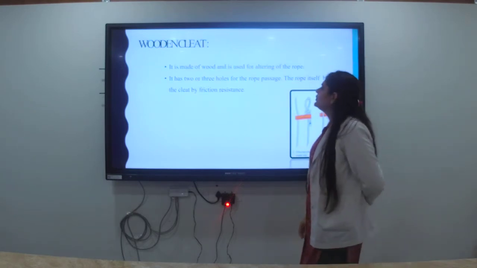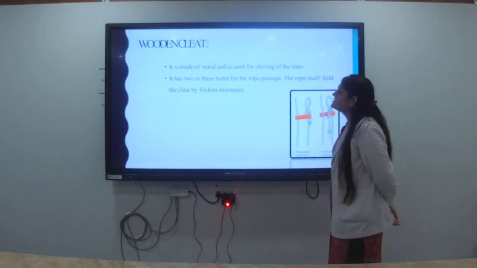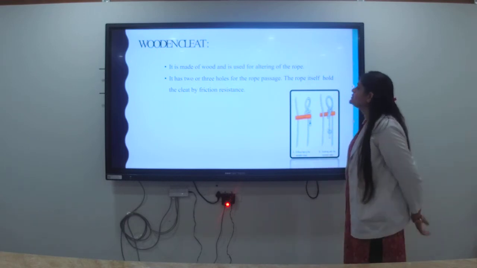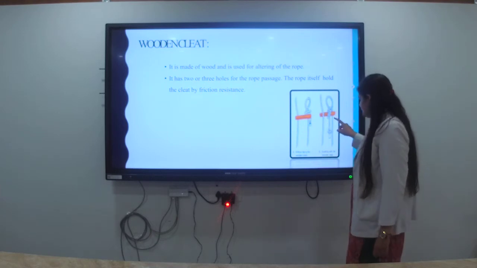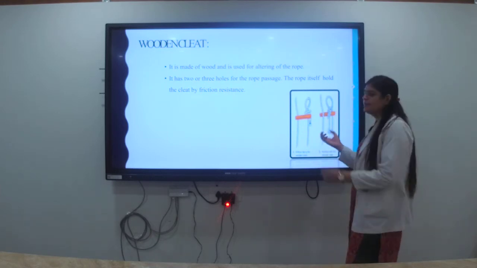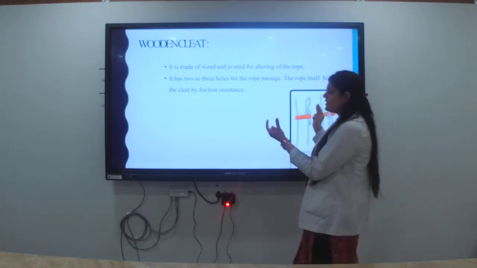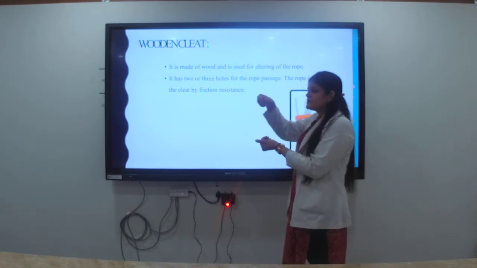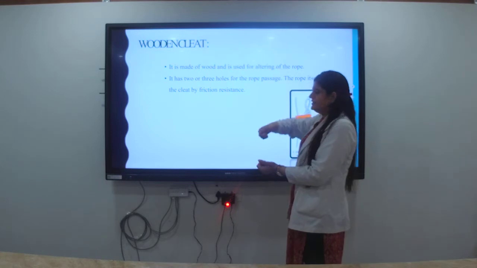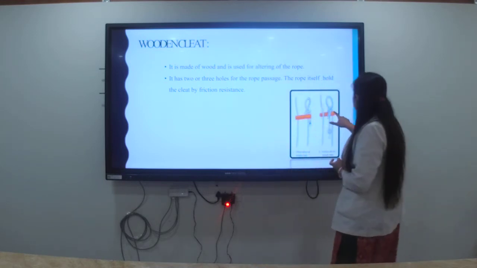Now we'll talk about the wooden cleat. As the name suggests, it is made up of wood and is used for altering the rope. This is the wooden cleat and I have shown before how you can alter the rope. If it's placed just horizontal, it's going to stay on that rope with the help of frictional force. But if you turn it oblique, you can adjust the height of the patient. So this is the wooden cleat.